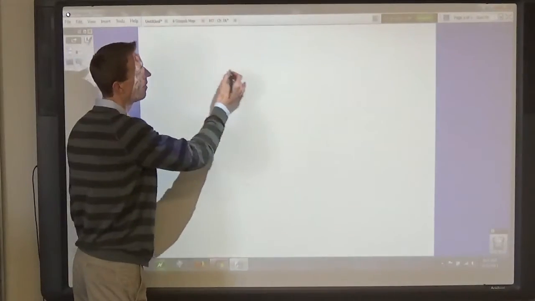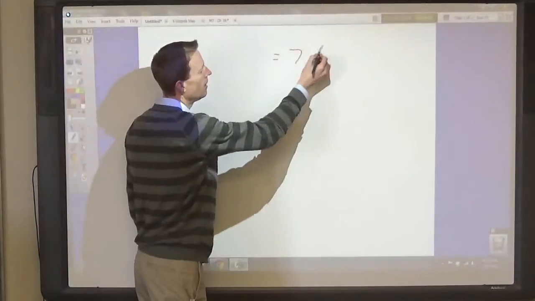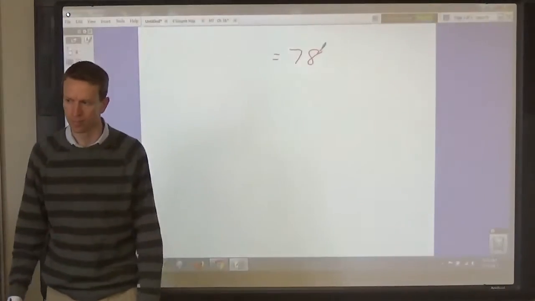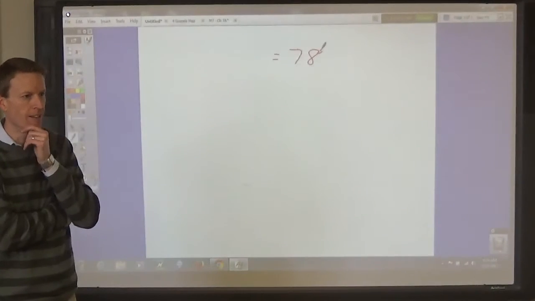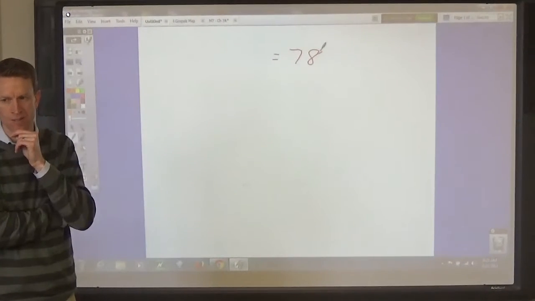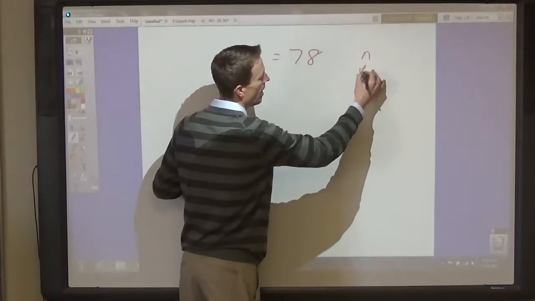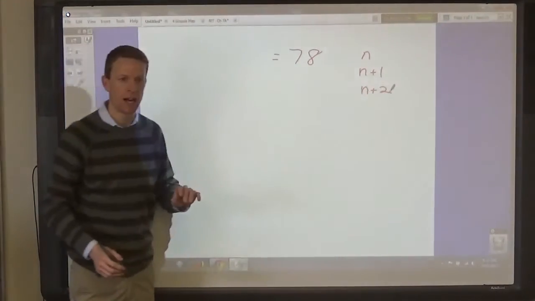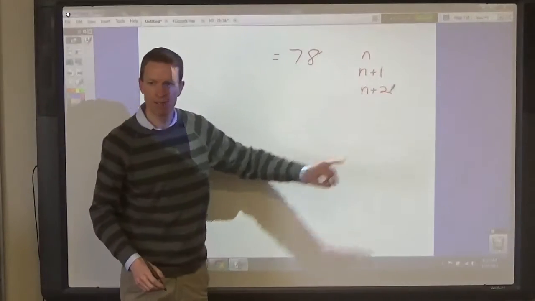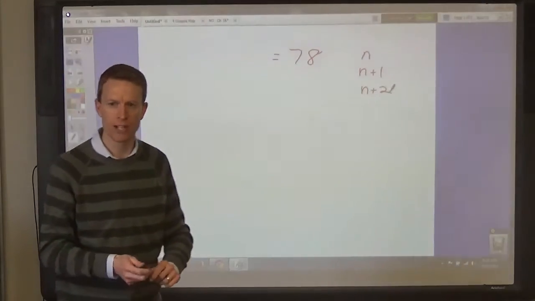What if it said we have to find 3 consecutive even integers that equal 78? What would you do then? How would you change, instead of n and then n plus 1 and n plus 2, how would you find 3 consecutive even integers? Or how would the expression change?